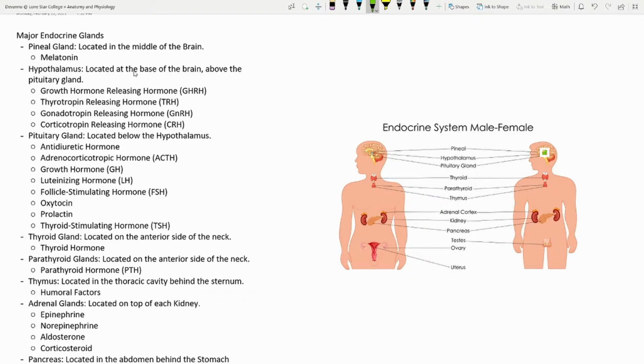Right below that, at the base of the brain, we're going to have the hypothalamus. It's going to be visible slightly right here. That releases four hormones. It'll be growth hormone releasing, thyrotropin releasing, gonadotropin releasing, and corticotropin releasing. GHRH, which regulates growth hormone release from the pituitary gland.